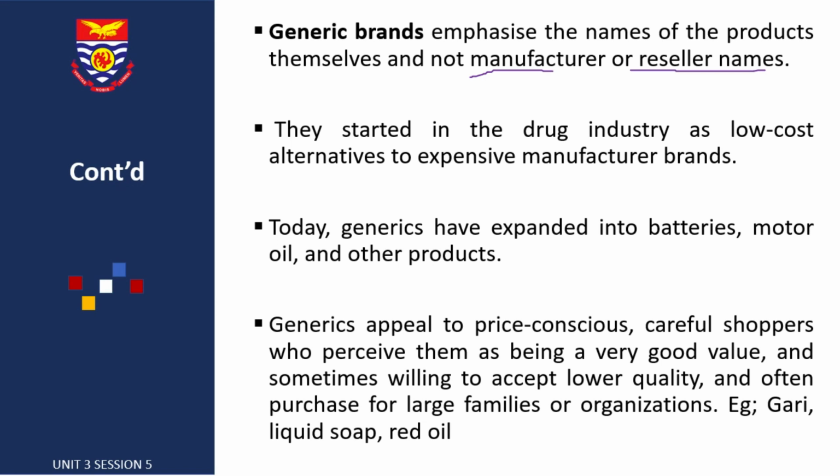Generic brands started in the drug industry as low-cost alternatives to expensive manufacturer brands. People think that it doesn't cost much when you don't attach any name to a product. Today, even though they started from the drug industry, generic brands have expanded into car batteries, motor oil, and other products. Generics appeal to price-conscious, careful shoppers who perceive them as being a very good value and are sometimes willing to accept lower quality, and they often purchase for large families or organizations.